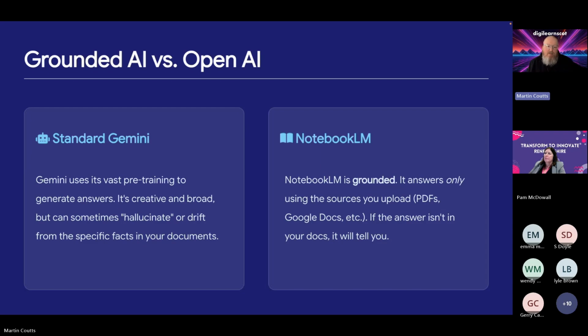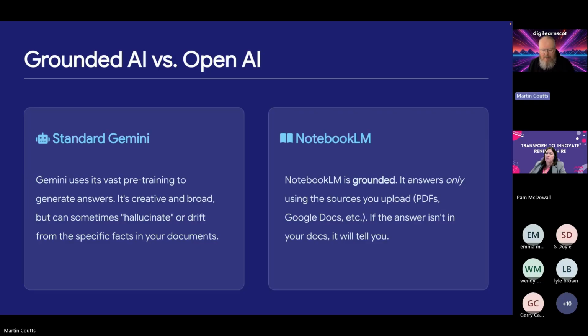That is all pre-trained information, and that's how those answers are generated. It goes out to the wider web for the information, and that's where the flaw can be. That's where the hallucinations and the bias can come in. However, Notebook LM is more grounded. Notebook LM is only using the information that you upload.